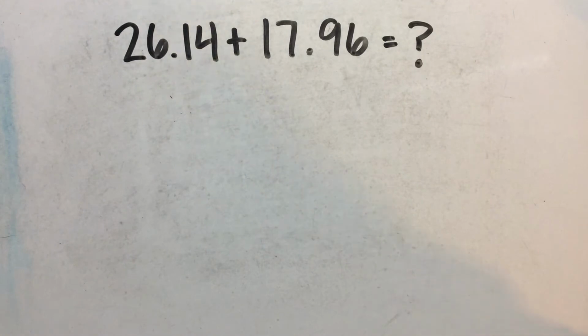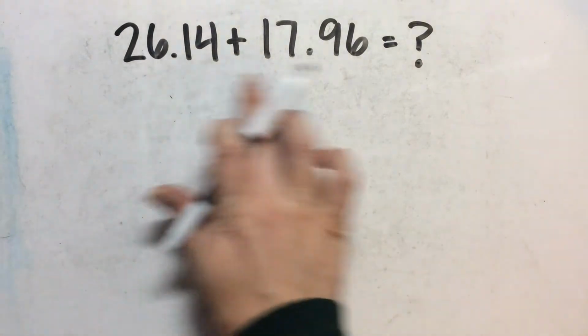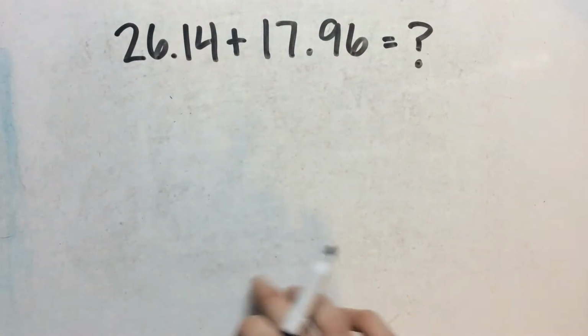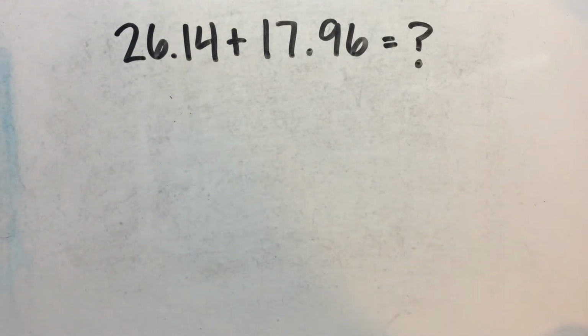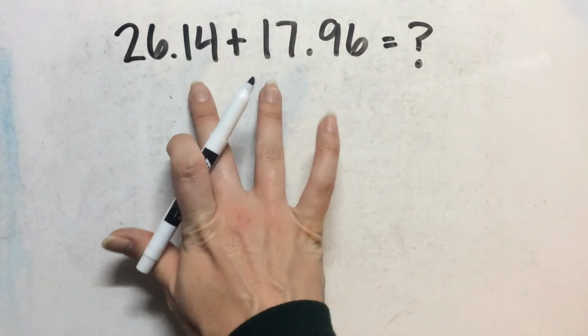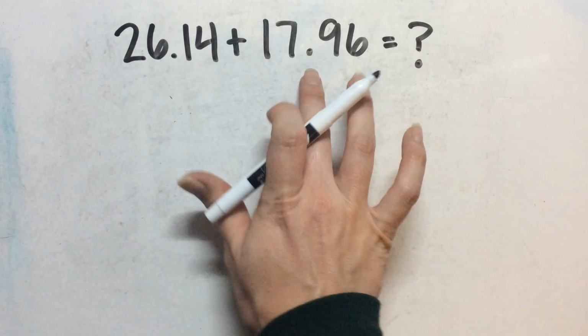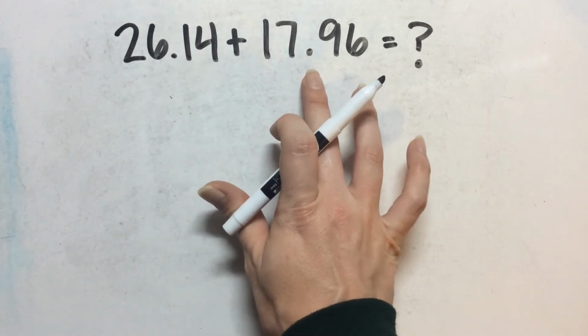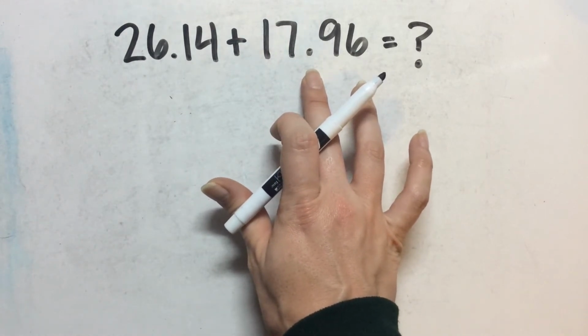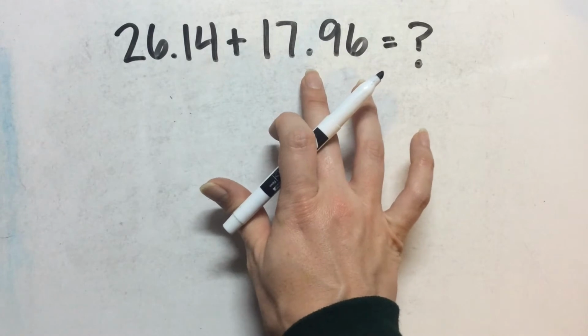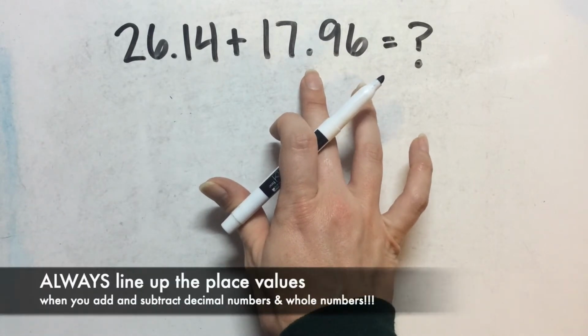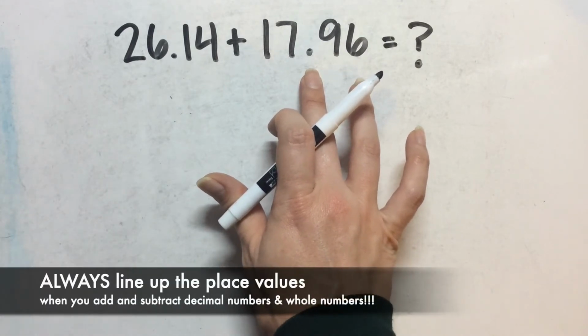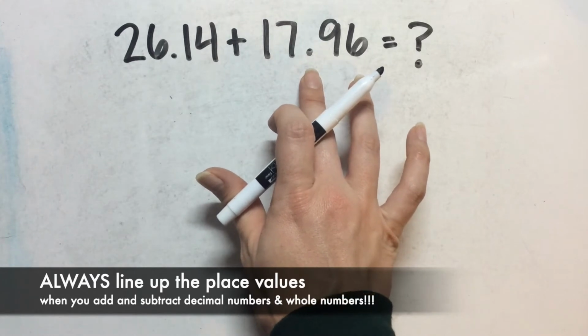Hey y'all, I'm going to show you how to add decimal numbers, and then at the end we're going to do the inverse and do subtraction. Okay, so when you're presented with an addition problem with decimal numbers, you want to make sure you line up your decimal places. That's very important because we want to keep our place values in line so we don't accidentally add a different place value with the different place value.